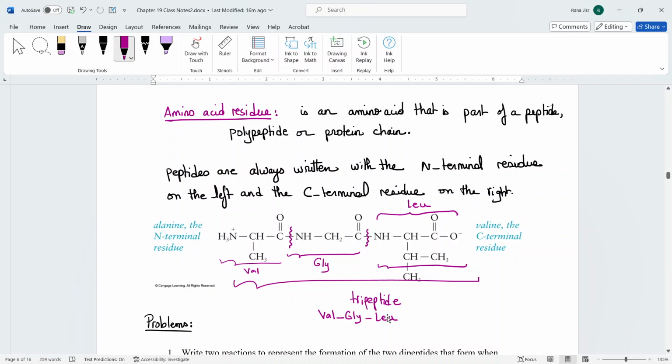So I should end with the C terminal. This means that the carboxylate of the leucine. And I should start with the N terminal. This means that the amino of the valine.